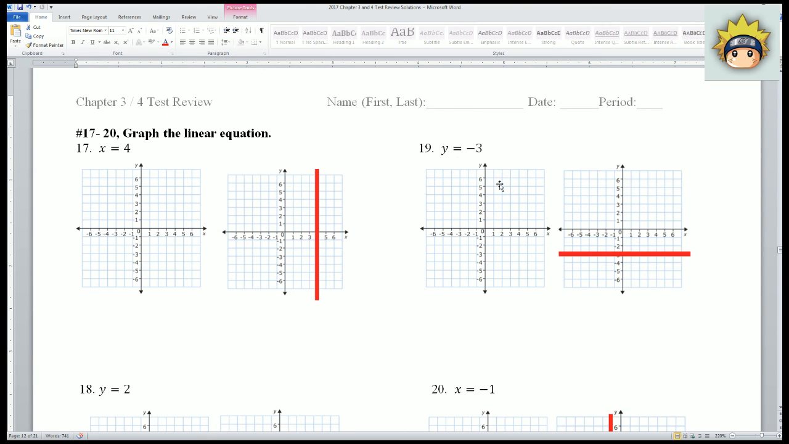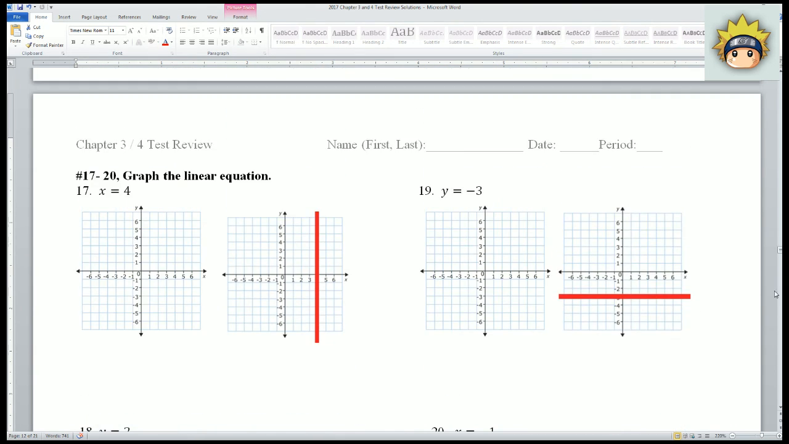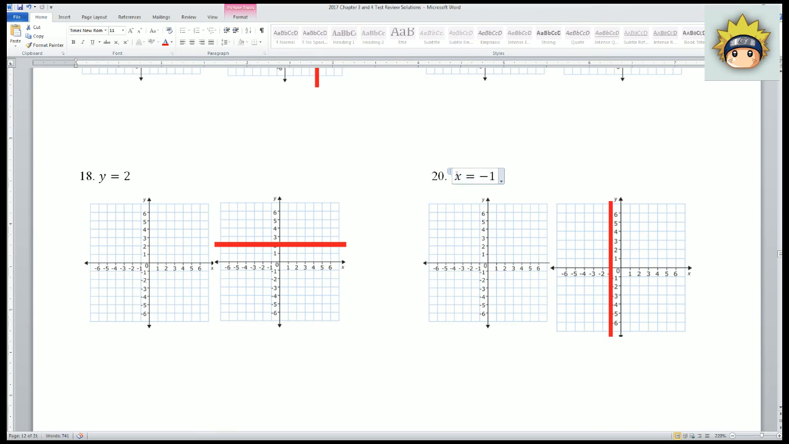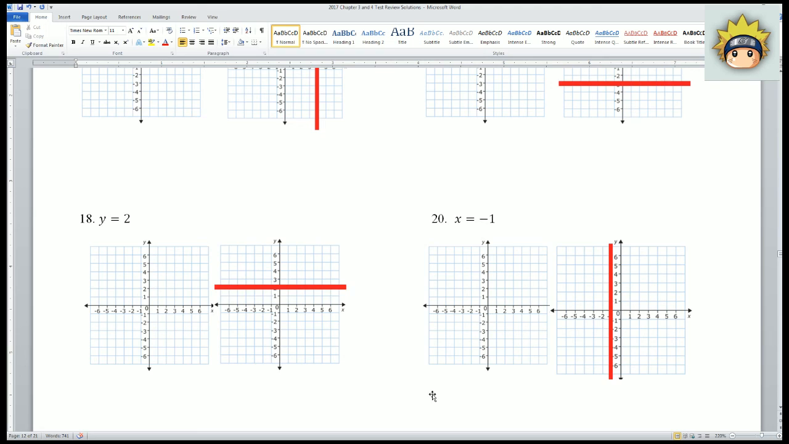This is y equals negative 3, same thing as 18, but this time I do it for the negative number 3. It is a horizontal line once again. Next, x equals negative 1. Draw a line down through negative 1 because that is the instance in which all these points here, the x value is negative 1. It is a vertical line that is undefined, right? That is x equals negative 1. So that wraps up the solution for the first page.